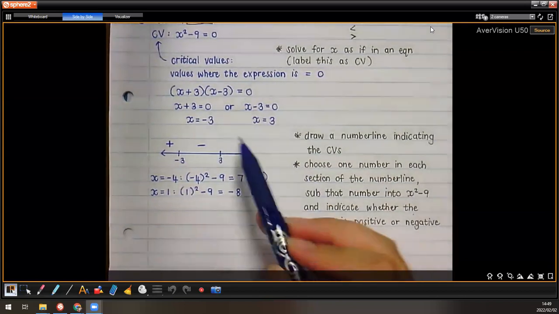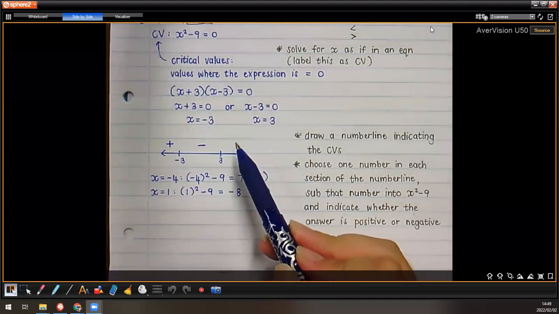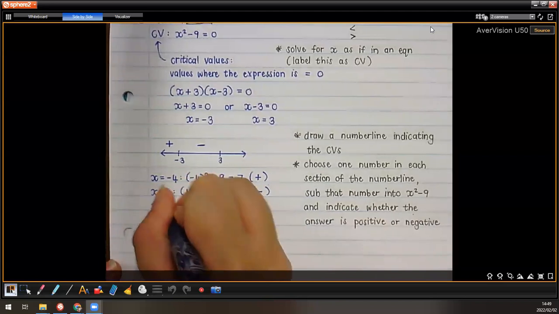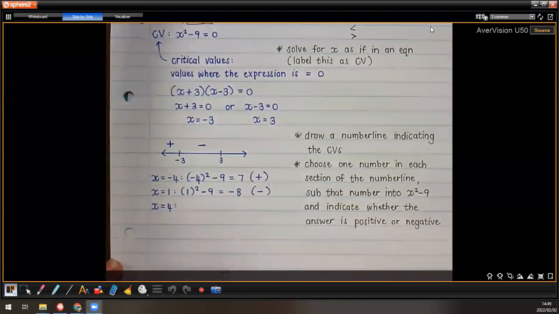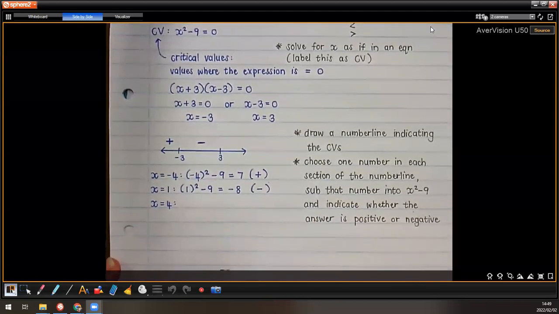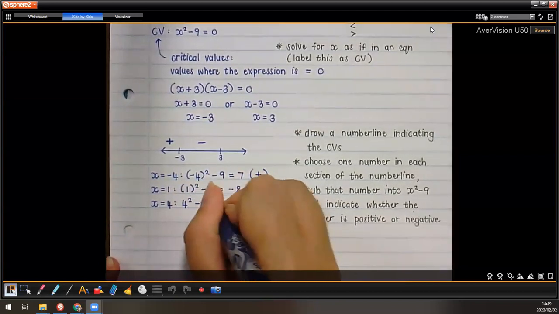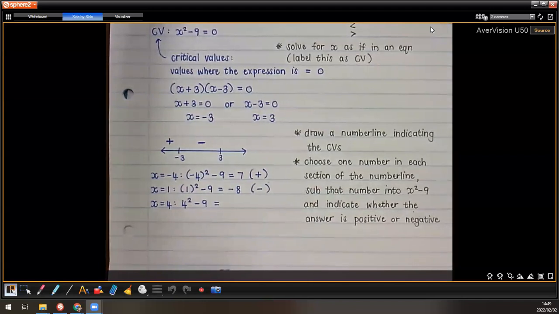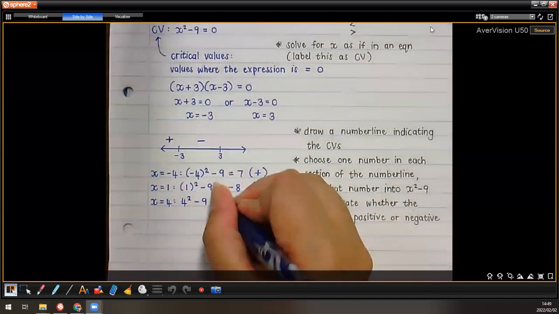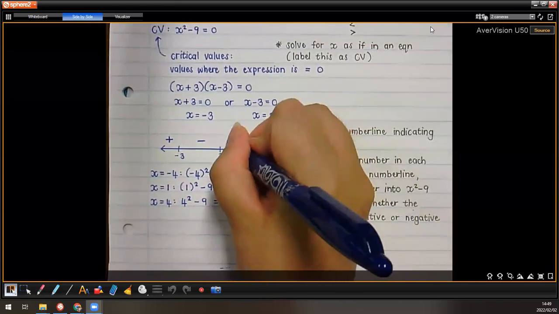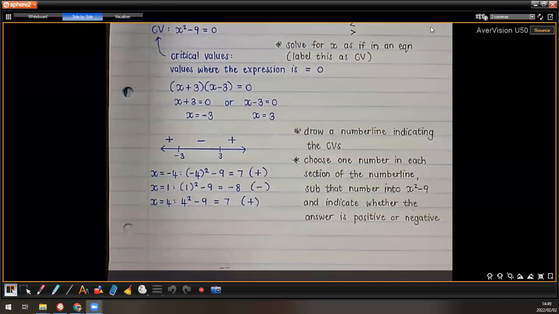Now we're going to look at the last section. Any number bigger than 3, we're going to go with 4, positive 4. Again, we're taking x squared minus 9. So if we do 4 squared minus 9, we're going to get 7 again, right? 4 squared is 16. Minus 9 again is 7, which again is positive. So we're putting the plus on the number line.